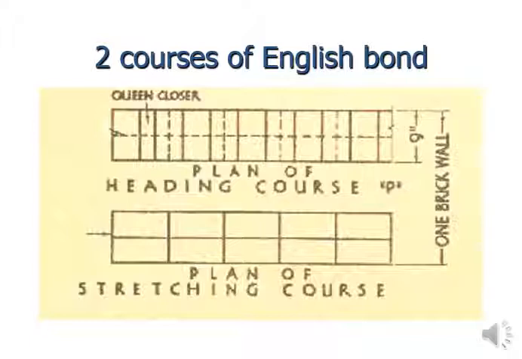Now in this figure you can see the two courses of the English bond in the plan view. Okay, so the similar thing, if it is needed to draw, first of all the stretching course is needed to be drawn. So with the help of placing two stretchers, two bricks, to make it 9 inch thickness. In the plan view, this will be the thickness of the wall. Okay, so this is a 9 inch thick wall.